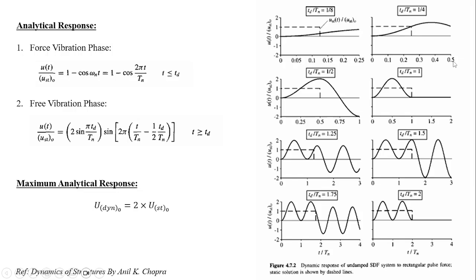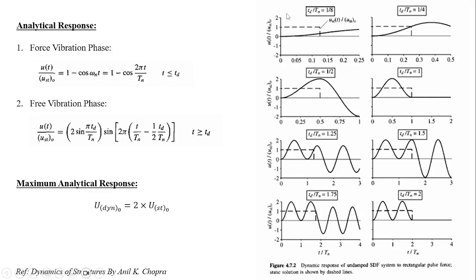So what this graph does is that it shows different stages of td values. We are actually varying td. What does td mean? td is the duration of the rectangular pulse. In this first graph he used td values such that td by Tn is equal to 1 by 8, and he found this graph.